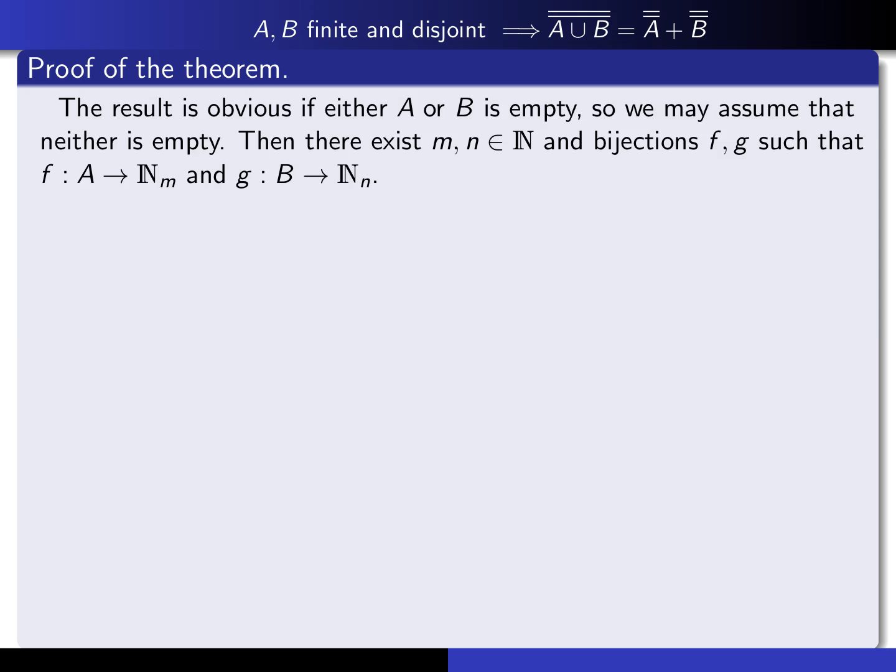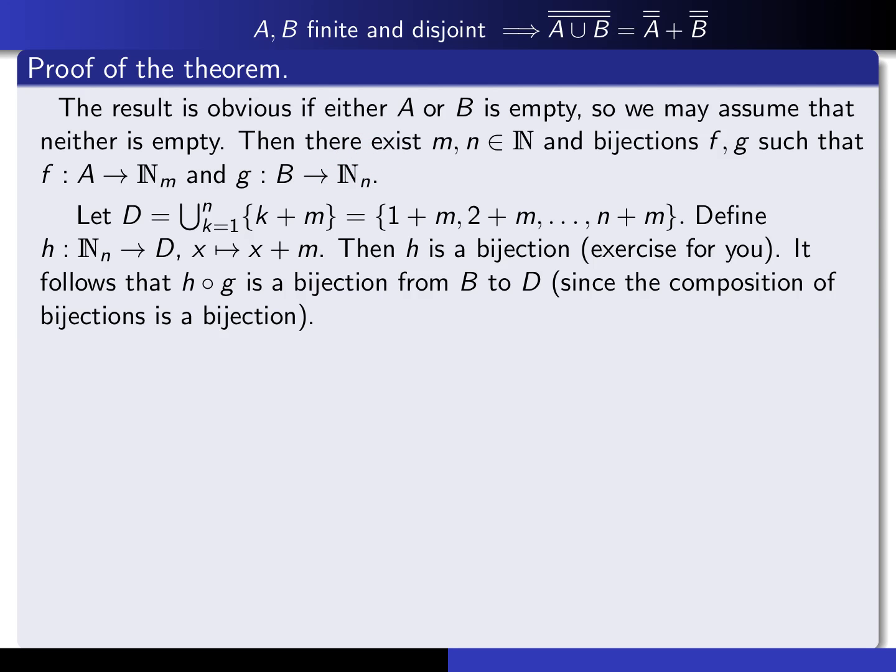Now at this point we could use the lemma on the previous page to produce a function from A union B into N sub m union N sub n, but N sub m and N sub n have a lot of overlap, and so it's not terribly useful to work with N sub m union N sub n. So what we do is we're going to modify N sub n in the following way.